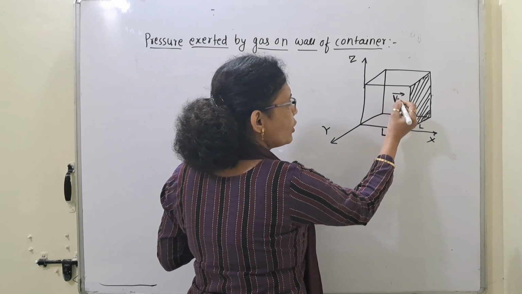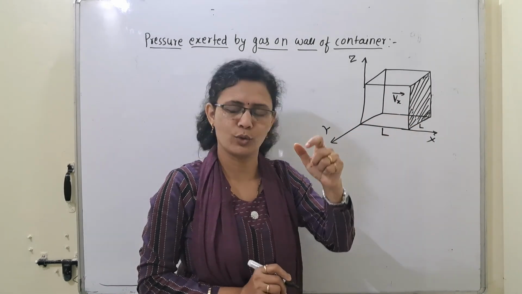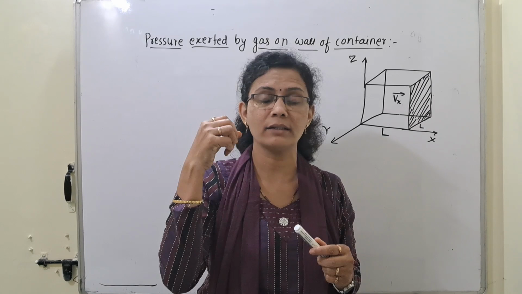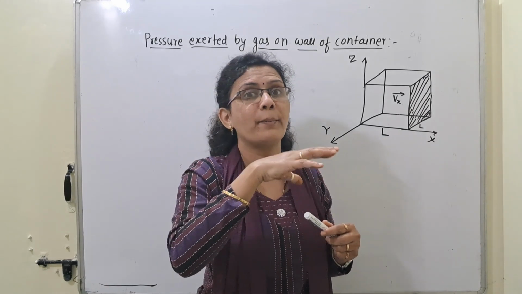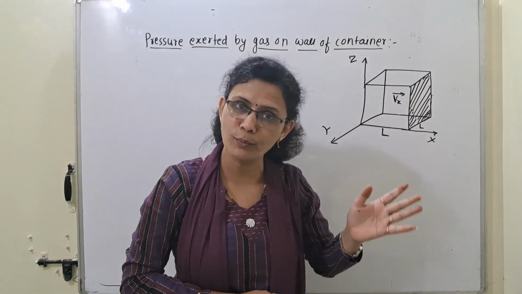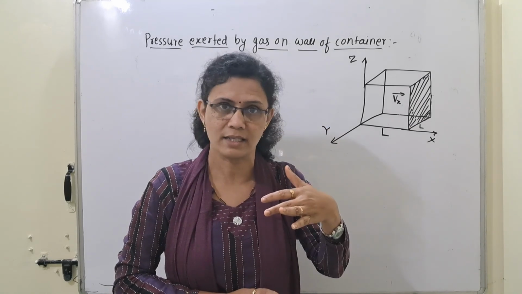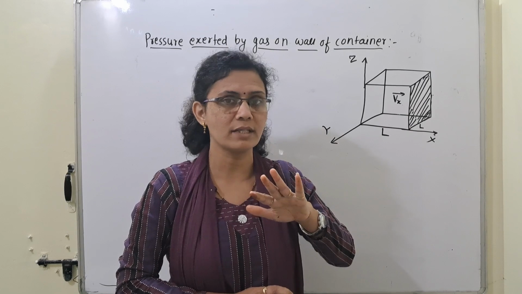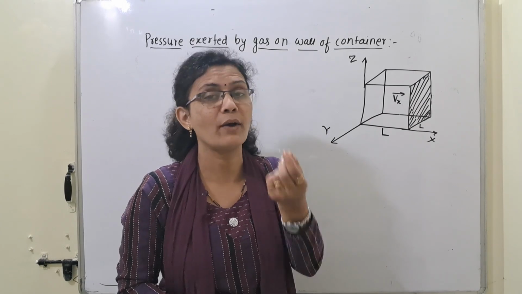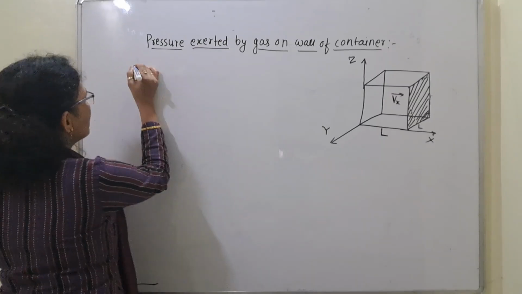Now, what will be the change in momentum of that one molecule? We are going to consider the average force applied by that one molecule on this wall of the container. There are a number of molecules colliding with all the walls, that is in x-axis, y-axis, z-axis. But initially we have considered only the x-axis. Therefore, we have to consider the average force exerted by one molecule on this wall of the container.